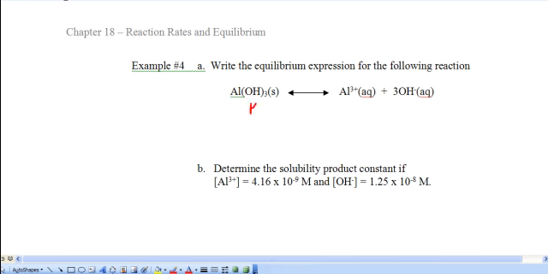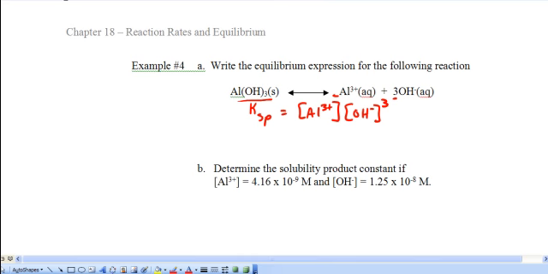And so our Ksp is going to equal the aluminum ion raised to the first power, because there's just a 1 out front, times the hydroxide ion cubed, because there's a 3 out front. And of course, you leave the aluminum hydroxide off because it is a solid.